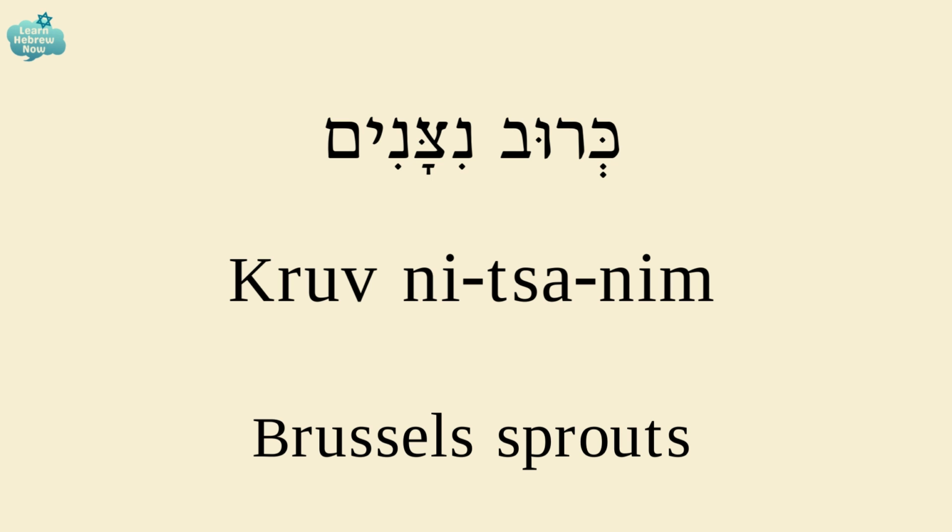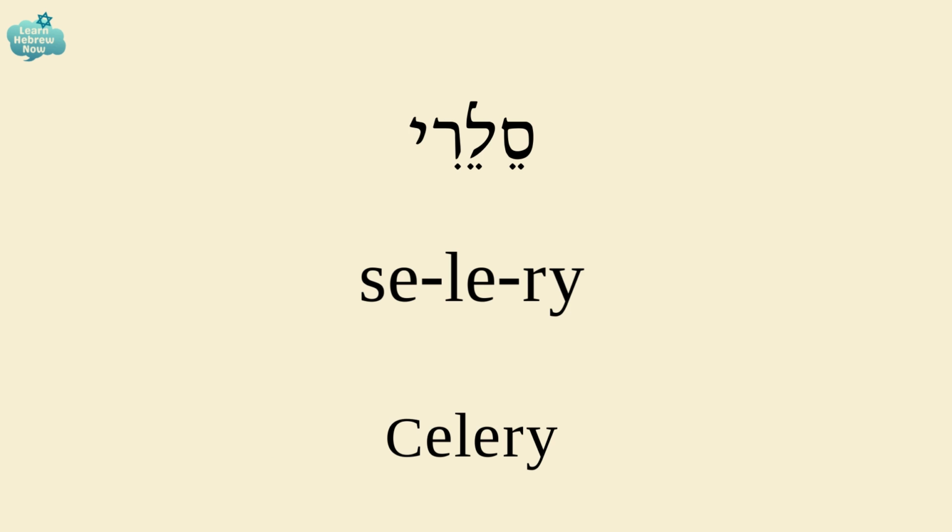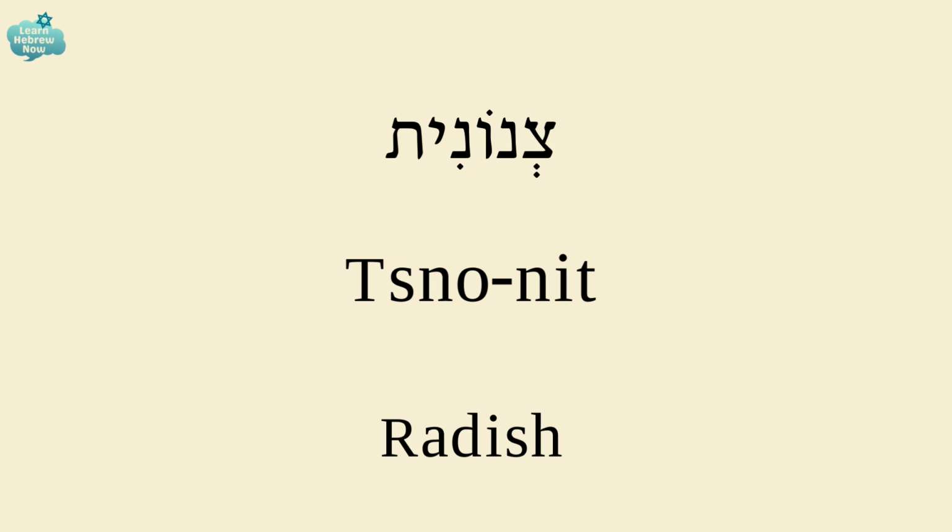כרוב ניצנים. Celery is celery. Celery. A radish is צנונית.